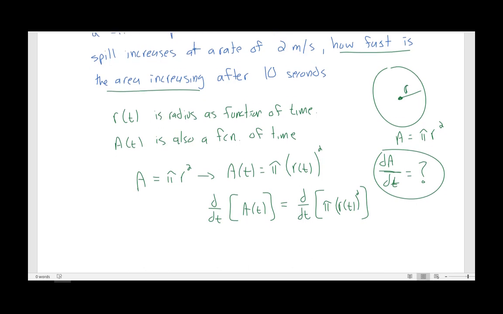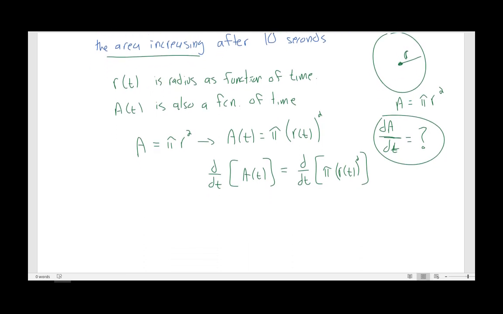I don't really know what this equation is, so I know its derivative is A prime, dA dt. And I don't really know what r of t is here, but I know its derivative would be r prime, dr dt. Now I'm going to pull the constant out. Then if I differentiate r squared, I get 2 times r to the first, and then times the derivative of the inside. So the derivative of the inside is r prime, dr dt.